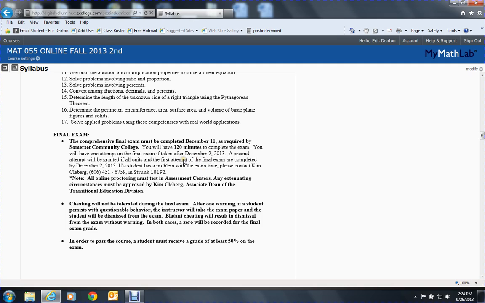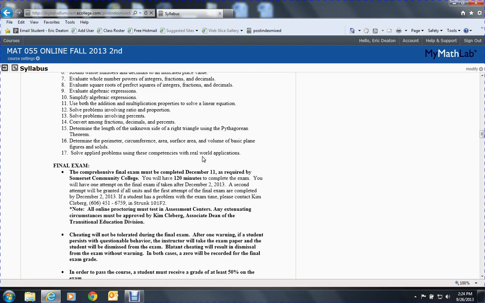If you do complete all the units early and you do take the final exam on or before December the 2nd, you can have a second attempt on it. If you wait till after December the 2nd to take the first attempt of the final exam, that's the only attempt that you get. So this December 2nd is a big deal. It's a big date, so keep that in mind.